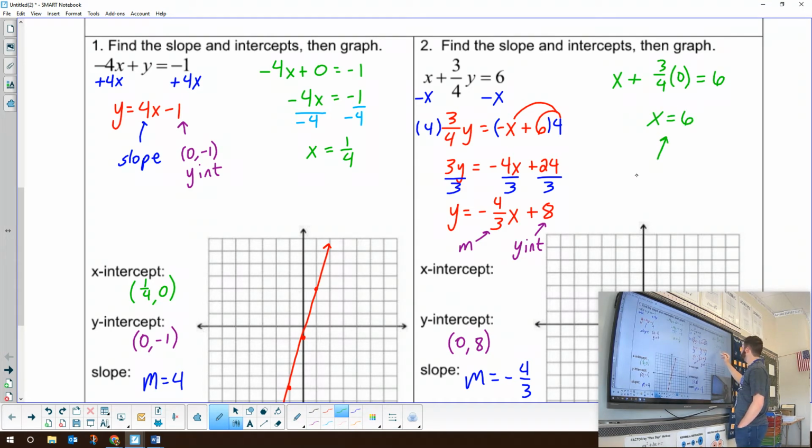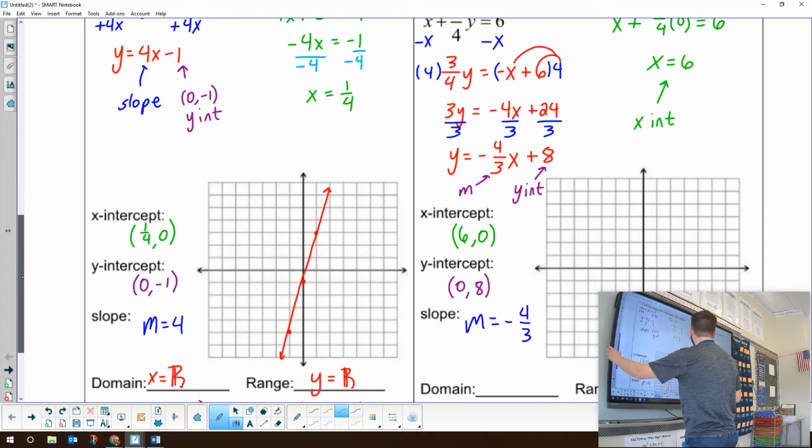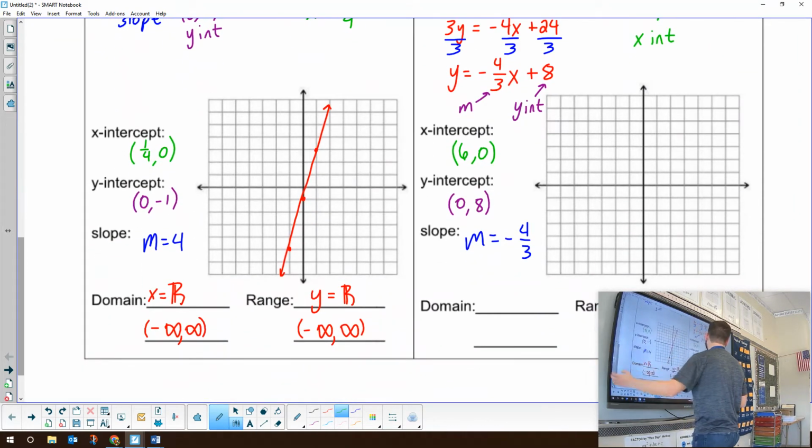So my x-intercept is just going to be at 6, 0. Okay? So now we get a very good idea of where my graph is located and what we're doing here. Okay? So let's go ahead and put this on my graph down here.